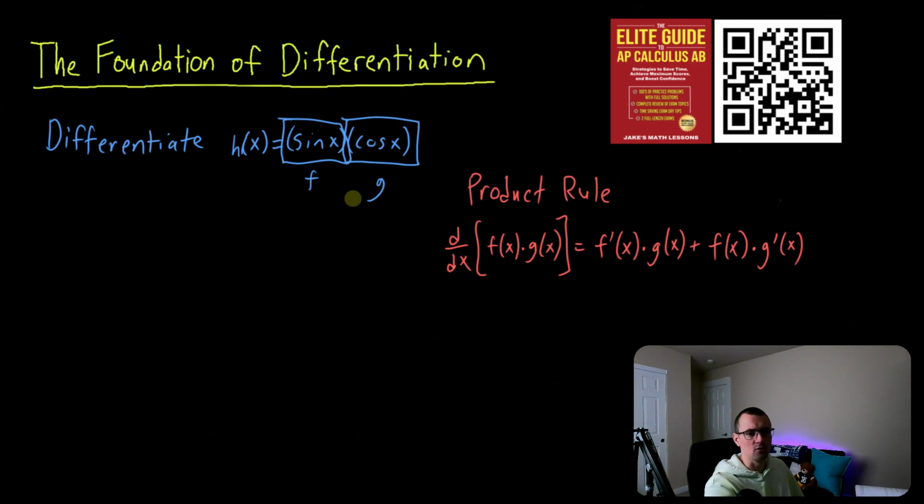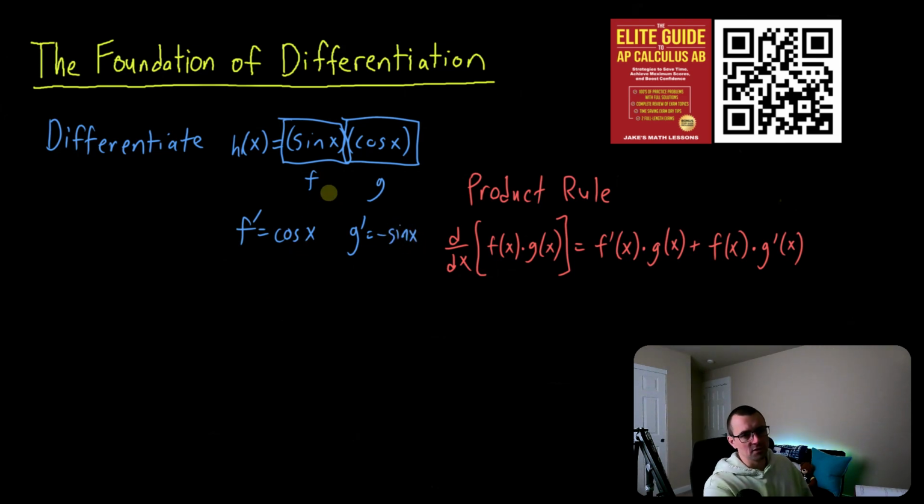Then, once you have figured out what you're going to call f and what you're going to call g, you want to figure out what is f prime and what is g prime. F prime is just going to be the derivative of whatever you called f. So in this case, if f is sine of x, f prime is just the derivative of sine of x, which is cosine of x. And then you want to figure out g prime as well. You want to figure out the derivative of this other component. If g is cosine of x, the derivative of g would be negative sine of x.